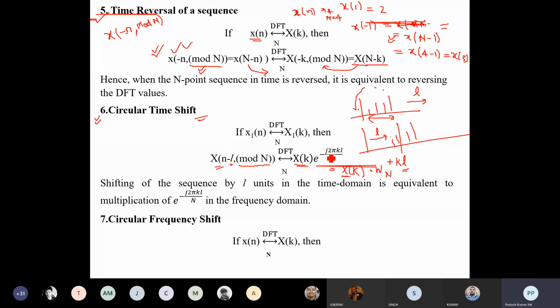ठीक है, सो अगर हमें x1 ऑफ n का DFT दिया हुआ है x1 ऑफ k, देन अगर हमें शिफ्टेड सिग्नल दिया हुआ है उस शिफ्टेड सिग्नल का DFT फाइंड आउट करना है. सो ये जो DFT आया है उसमें हम डायरेक्टली इससे मल्टीप्लाई कर देंगे W ऑफ n टू द पावर KL, that is L amount of shift, that will be equals to the DFT of shifted signal. ठीक है, तो सेम वही प्रॉपर्टीज है, प्रॉपर्टीज को यूज करके हम यूज करेंगे. सो दिस इज सर्कुलर टाइम शिफ्ट.